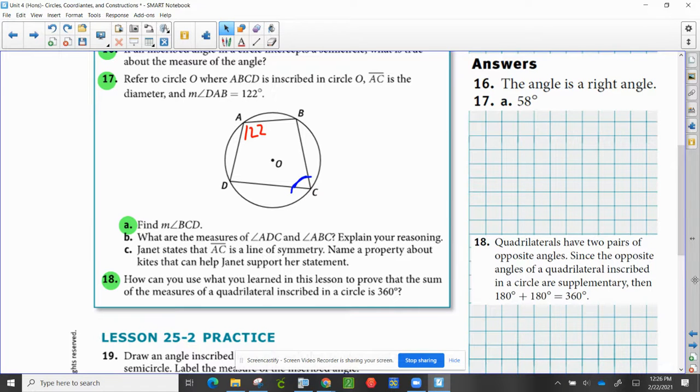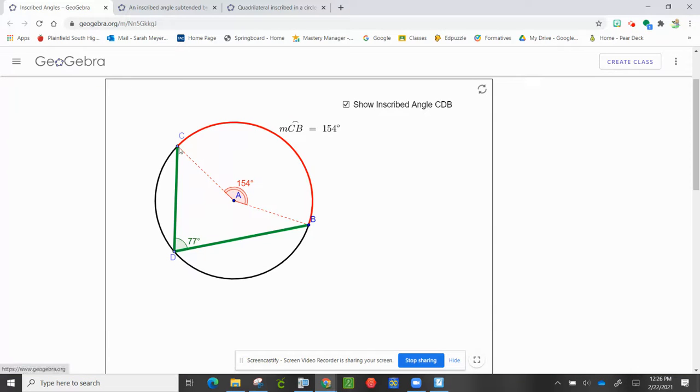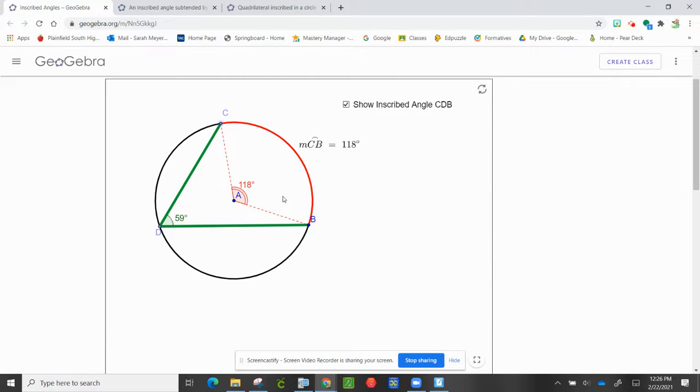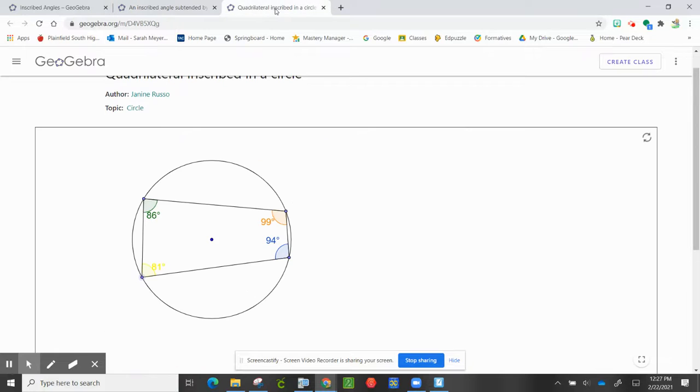So again, we talked about three very important properties today. The first being that the measure of an inscribed angle is always half the arc. The second one is anytime we have an inscribed angle opening up to a diameter, it will always be a right angle. And lastly, when we have a quadrilateral, the opposite angles will always be supplementary.